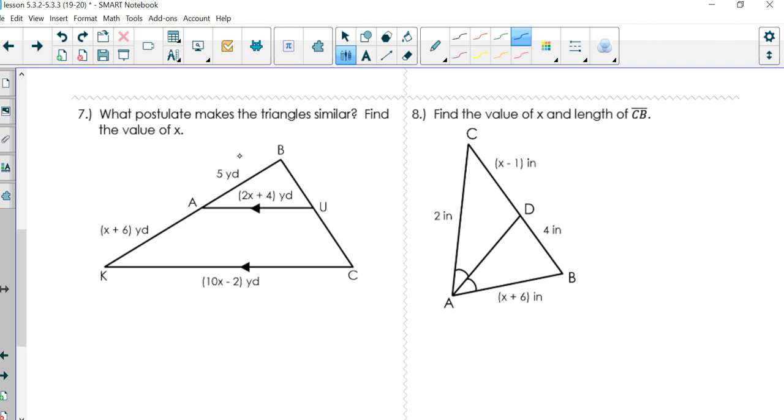It says, what postulate makes the triangle similar? Find the value of x. Remember, postulates are your side, side, side, your side, angle, side, and your angle, angle, angle. Okay, in this case, remember that we have this triangle, and we also have this triangle. We know nothing about their sides, so we know that one side is 5, but the other ones are all expressions. So side, side, side, and side, angle, side don't make sense.